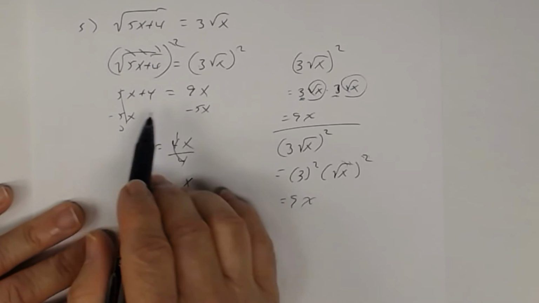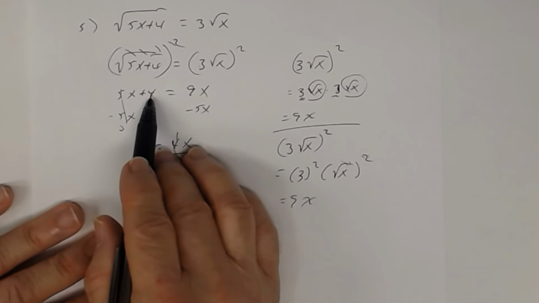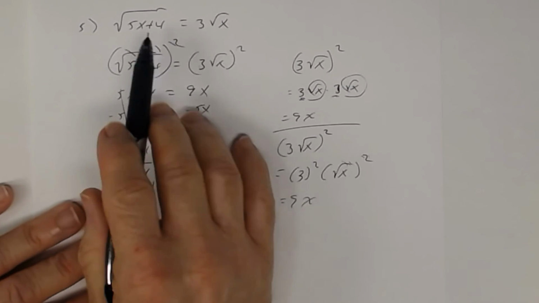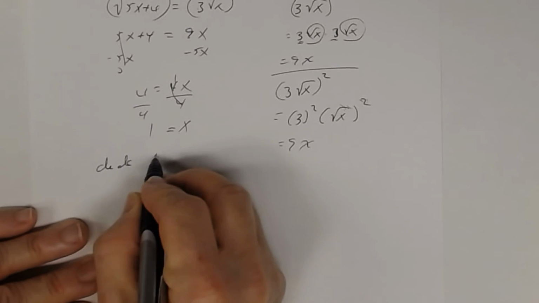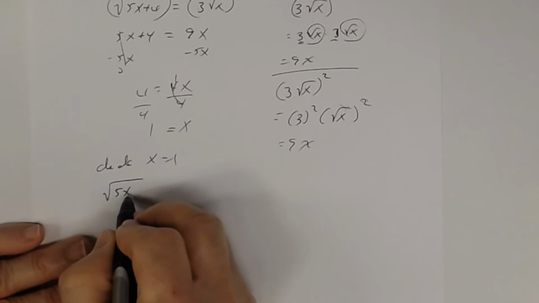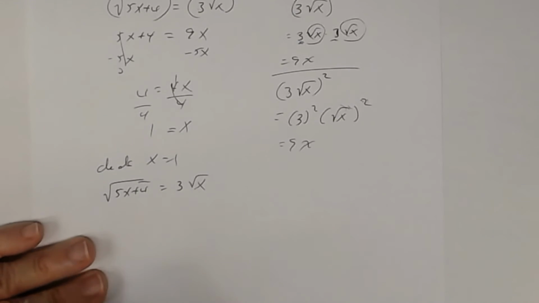Now I know that 1 is a solution to this linear equation because 5 times 1 is 5. 5 plus 4 is 9. And 9 times 1 is 9. So 9 equals 9. But is it a solution to the original? You have to check. So let's check x equals 1 in the original. And the original, always go back to the original. You must go back to the original.